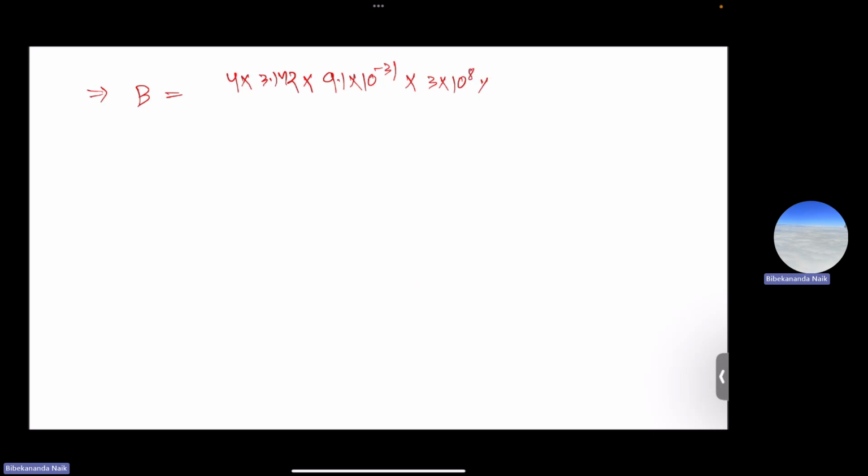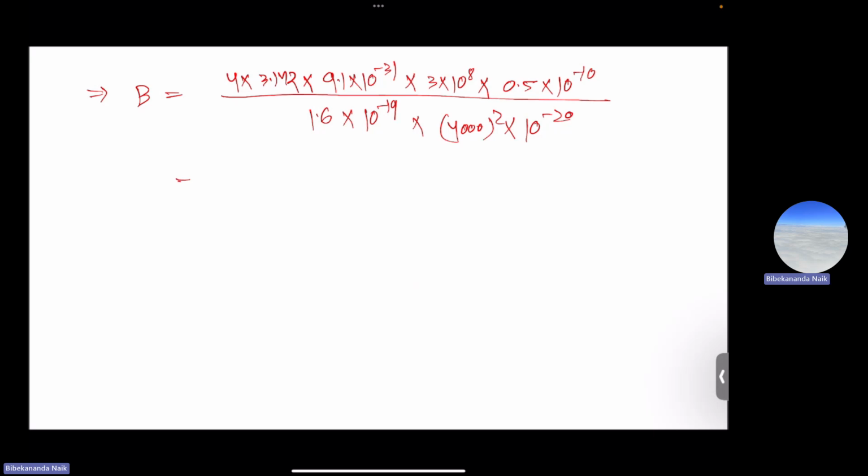Delta lambda is given to us as 0.5 Angstrom. So 0.5 into 10 to the power minus 10 divided by 1.6 into 10 to the power minus 19 into lambda square. So lambda was 4000 Angstrom. So 4000 square into 10 to the power minus 20.